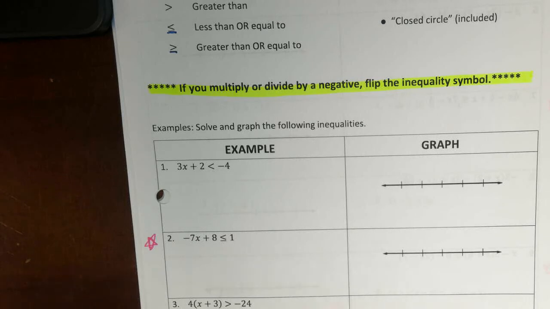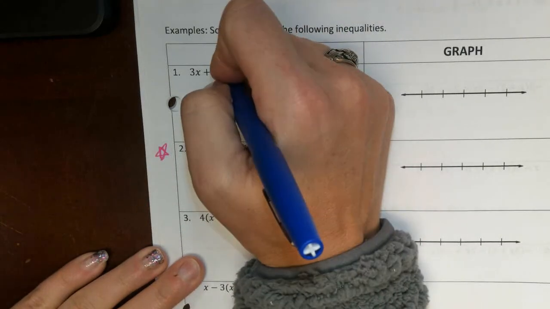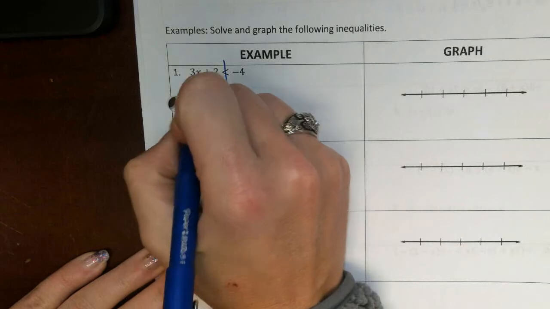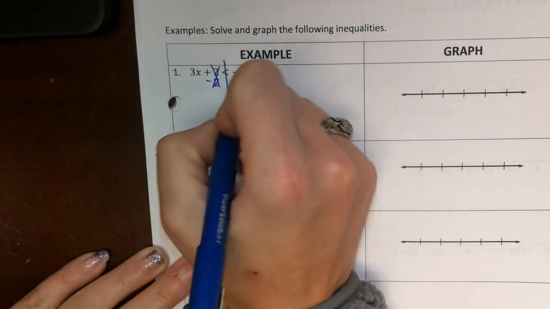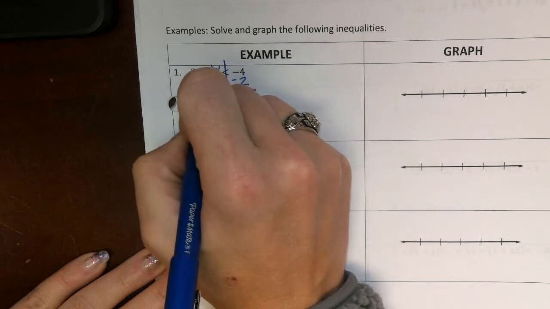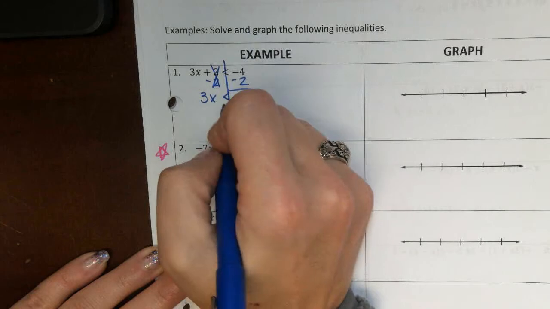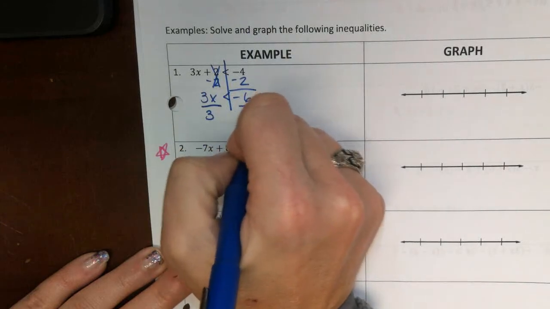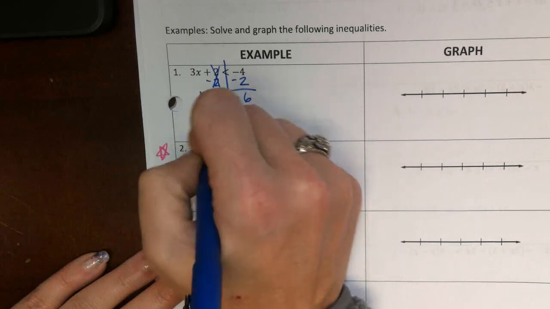Okay? So let's do a few examples. 3x plus 2 is less than negative 4. All right, so we want to get our 2 by itself. That zeroes out. See, 3x is less than negative 6. And then we're going to divide both sides by 3. And we get x is less than negative 2.